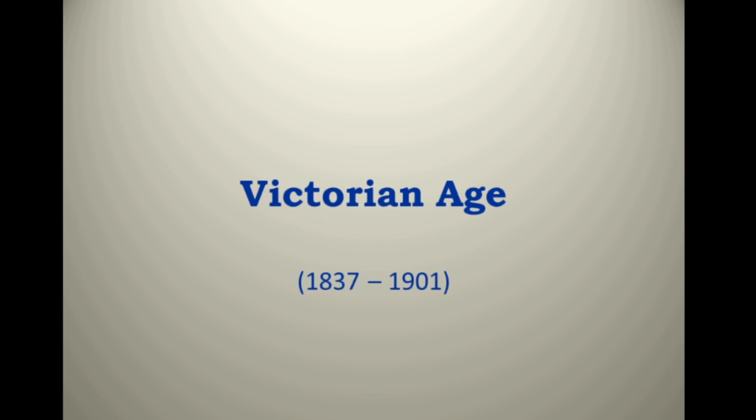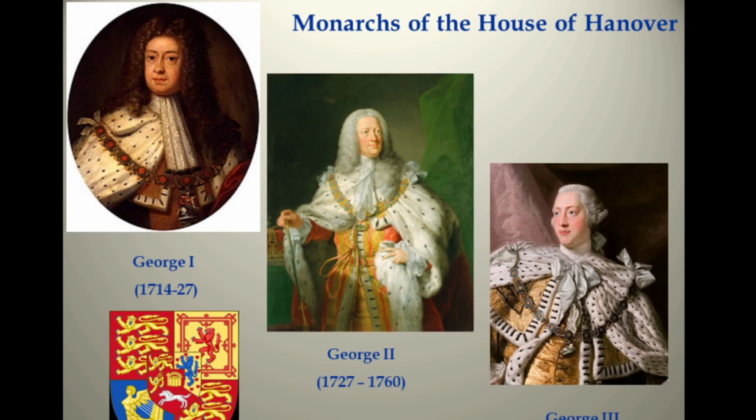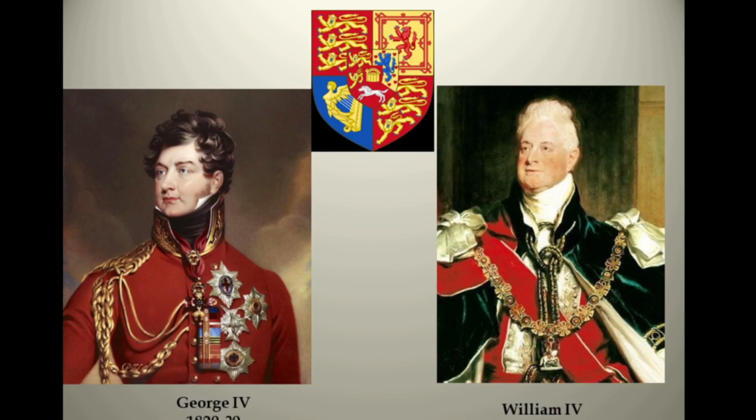The Victorian era in British history spans the 63-year-long reign of Queen Victoria. She belonged to the House of Hanover and was the last of the monarchs of the House of Hanover. The other monarchs of this house were George I, who reigned from 1714 to 1727, George II, who reigned from 1727 to 1760, George III, who reigned from 1760 to 1820, George IV, who reigned from 1820 to 1830, William IV, who reigned from 1830 to 1837.